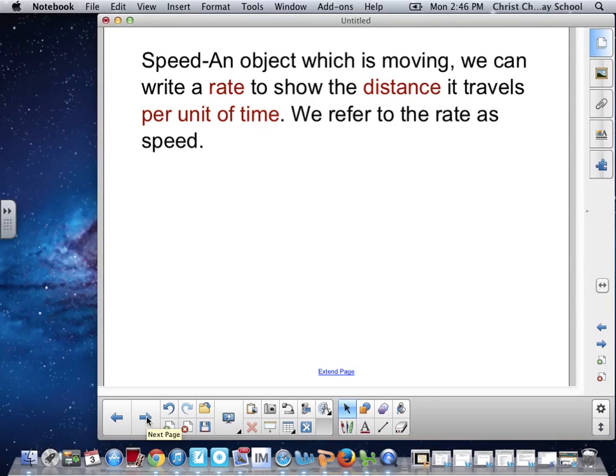Speed. For an object which is moving, we can write a rate to show the distance it travels per unit of time. We refer to the rate as speed.